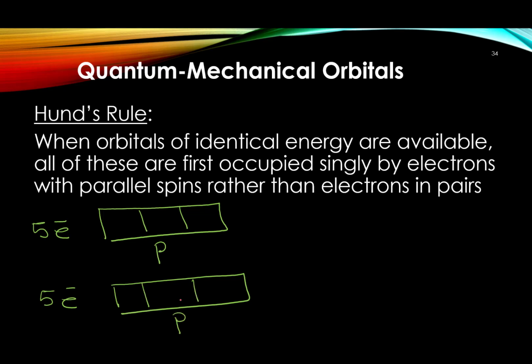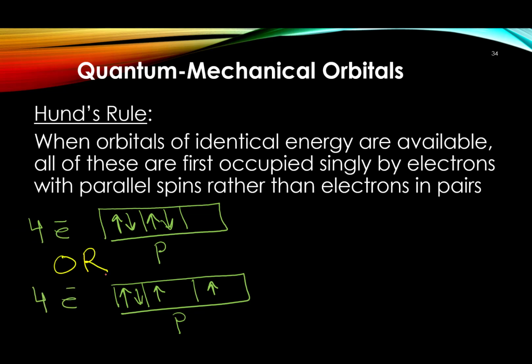Actually, let's go with 4, because 5 is not going to work. I want to put 4 electrons in these p orbitals, and I have 2 choices. One is I go like that. And the second one I go, sorry about that, 1, 2, 3, and 4. These are my 2 options: option 1, option 2.